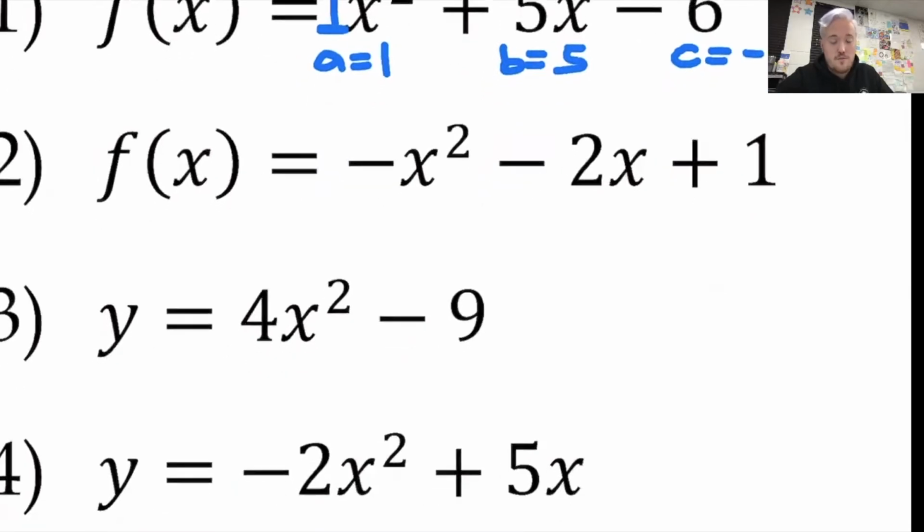All right, so looking at the one below. Notice how we have that negative, but no number. So once again, we're going to assume that there is a 1 there. Because of that, we have an a value of negative 1, a b value of negative 2, and a c value of positive 1.